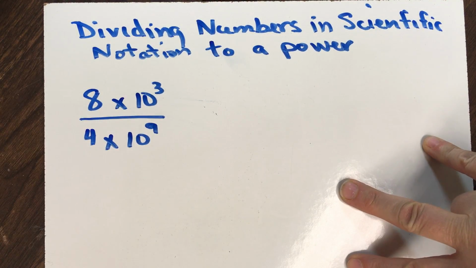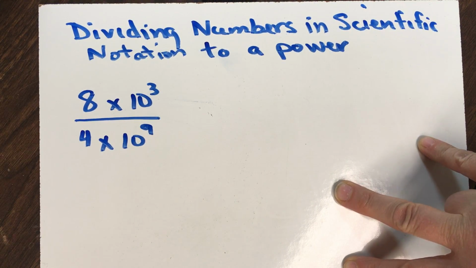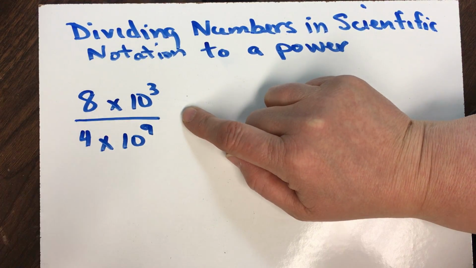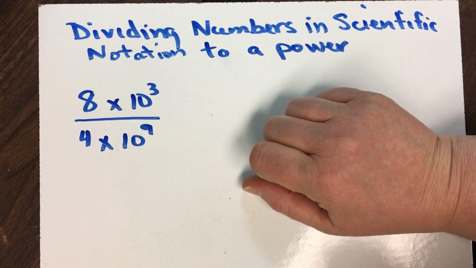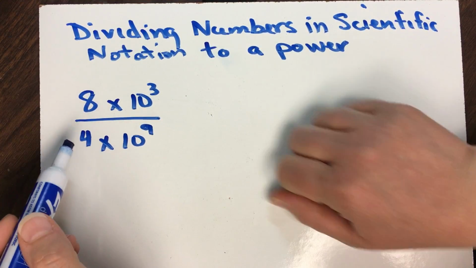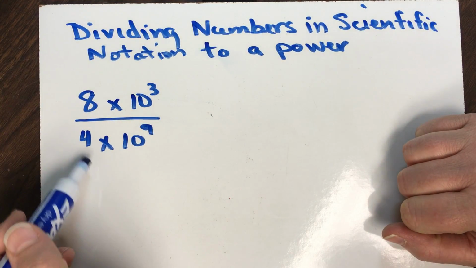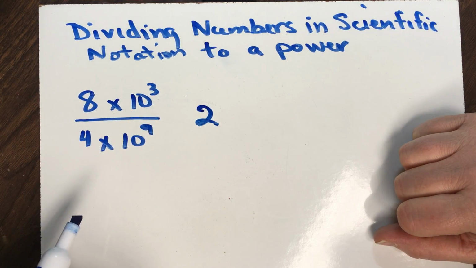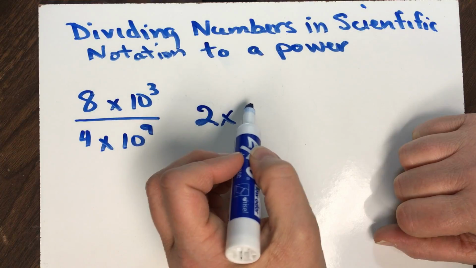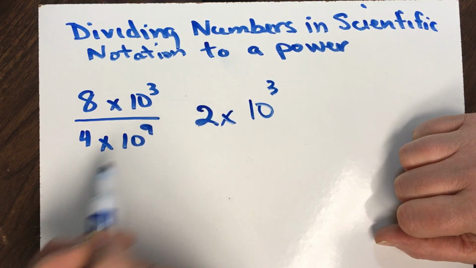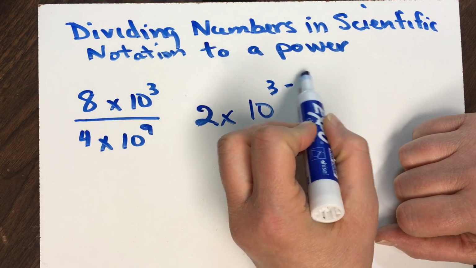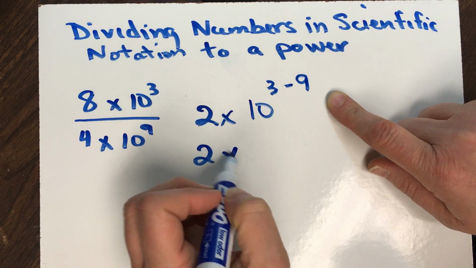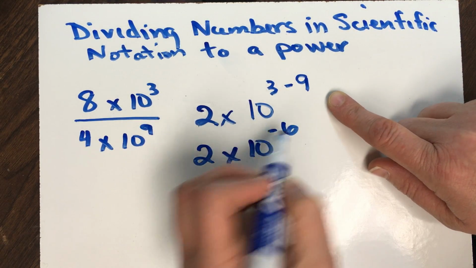All right, let's look at dividing numbers in scientific notation to a power. So when you divide powers, you're going to subtract your exponents. In this case, we divide our numbers first. So we have 8 divided by 4 gives us 2. And then we have to work with our exponents. So we have 10 to the third divided by 10 to the ninth. So in this case, we would have 10 to the negative 6.